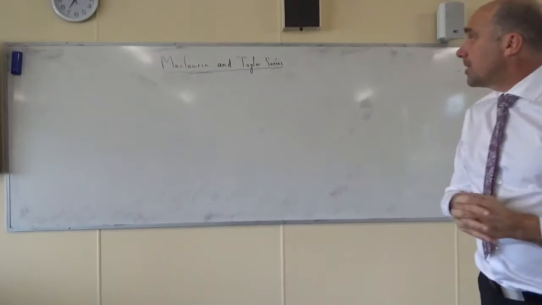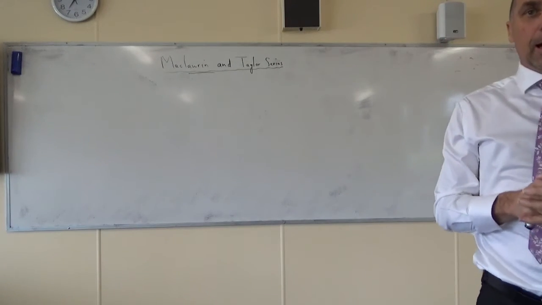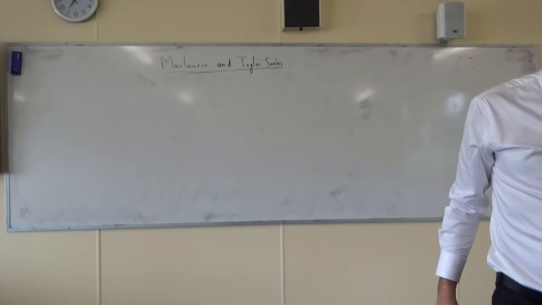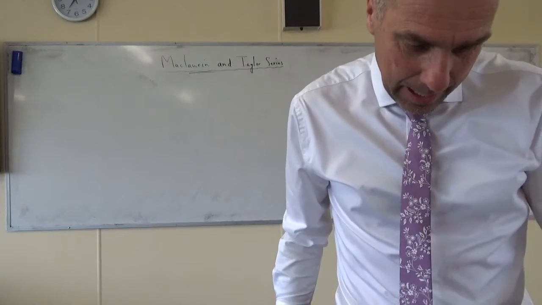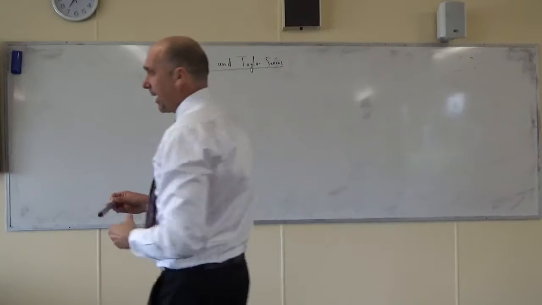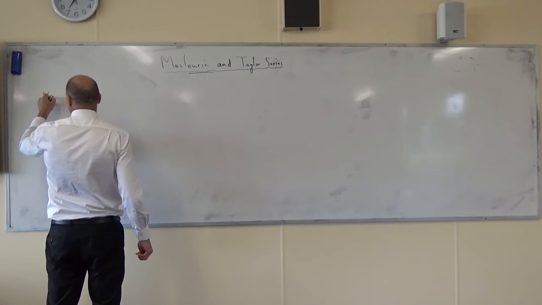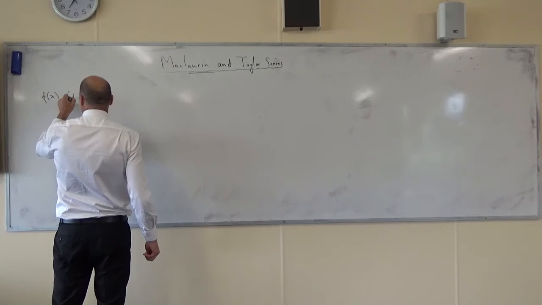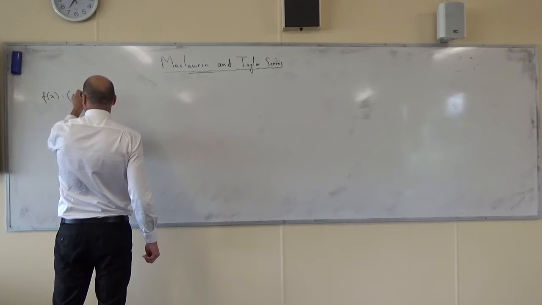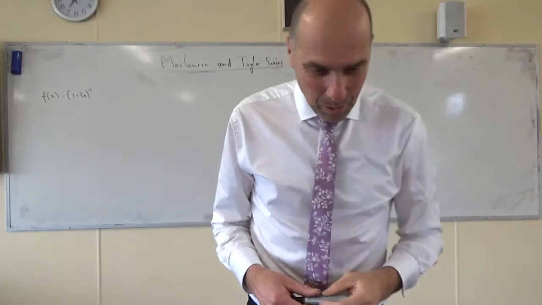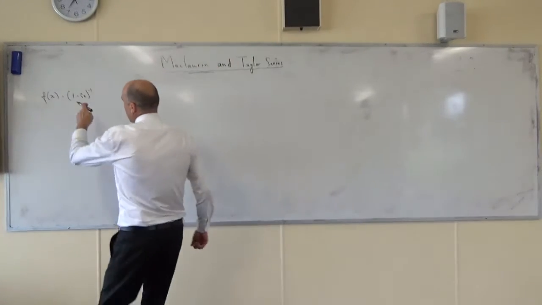Maclaurin and Taylor series. Do you remember yesterday we talked about a particular example? Let's just say the one they give in the textbook. I think they have f of x is equal to (1 + 3x) to the power of minus 1. Yeah, I did this one yesterday. Oh, it's plus. It's plus.